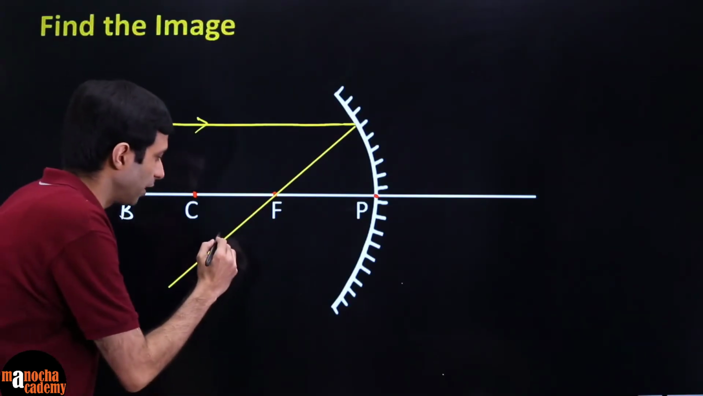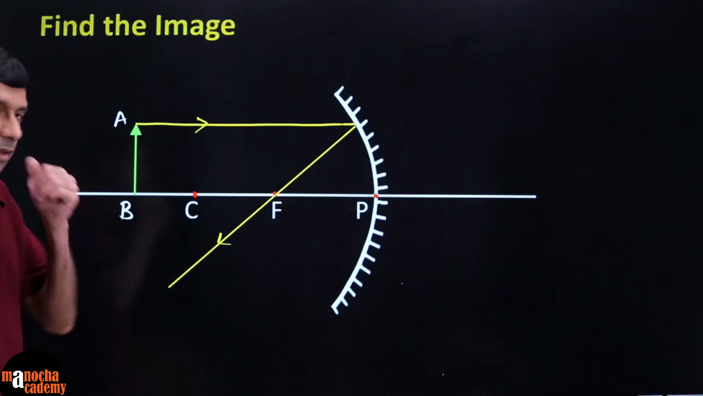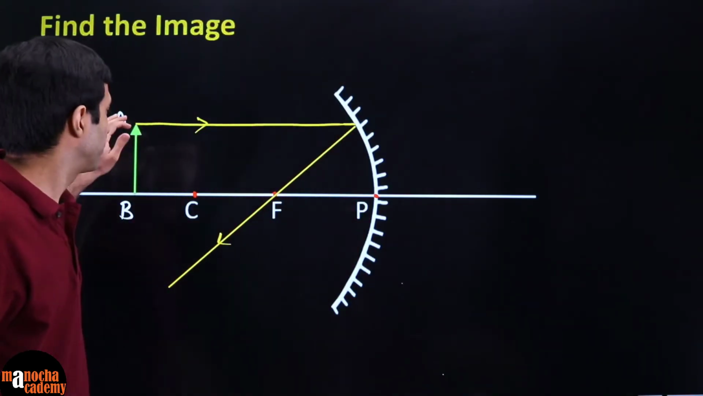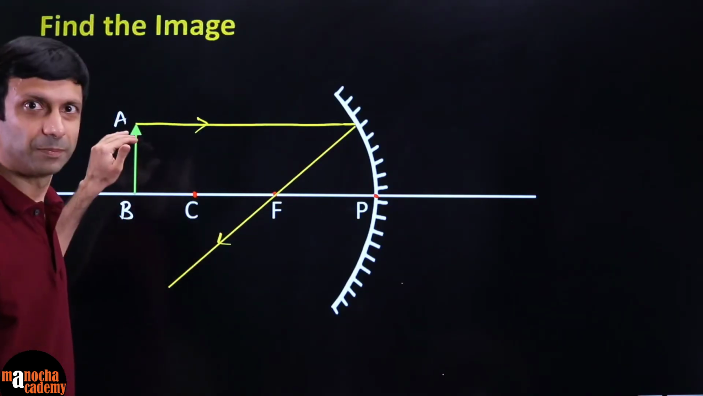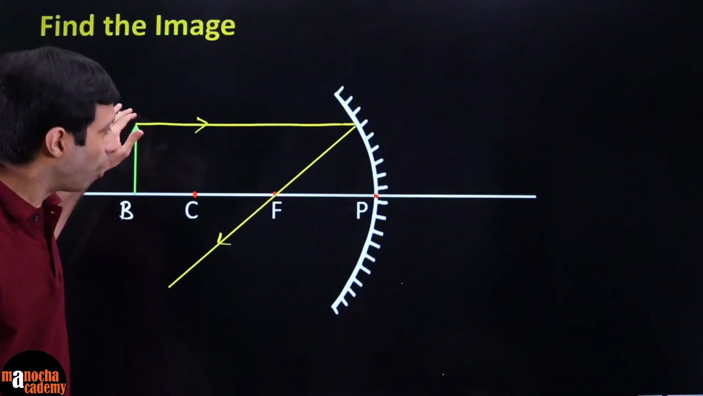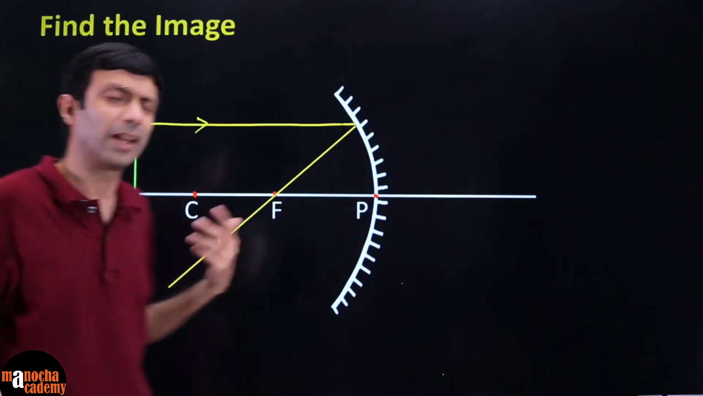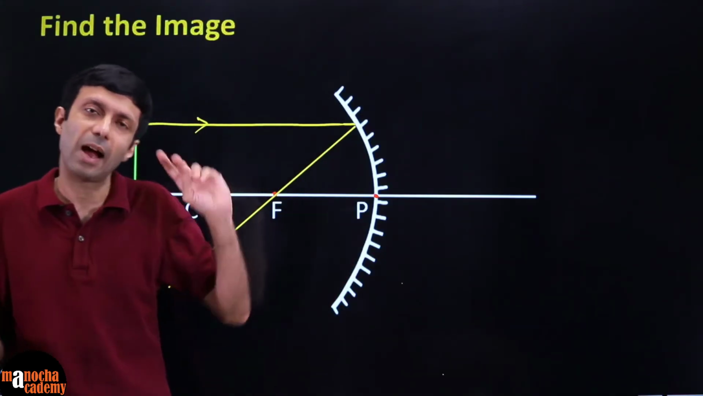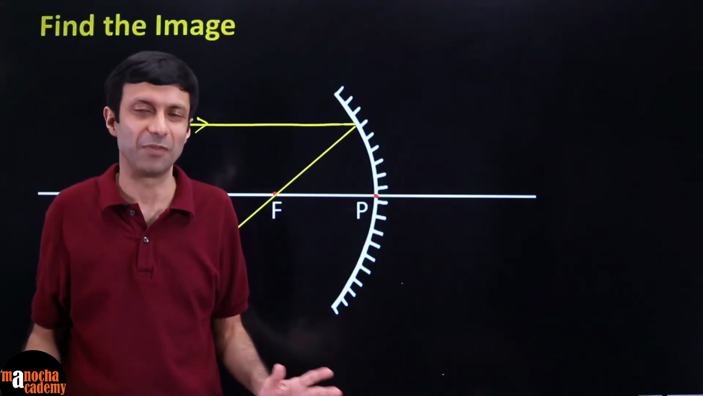After reflection, it will pass through the focus. So we have used rule 1 over here. What other rule should I use here? Either you can have the ray going through the center of curvature and it will bounce back over here, or you can have a ray passing through the focus and then parallel. So again, you can use any two which are convenient. Don't be confused that I have to use the first 2 or first and third. Any 2 rules that are convenient for you.